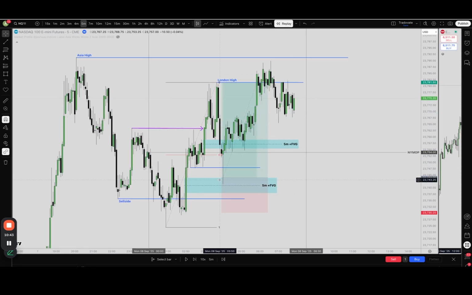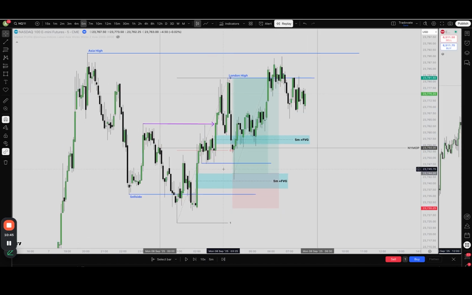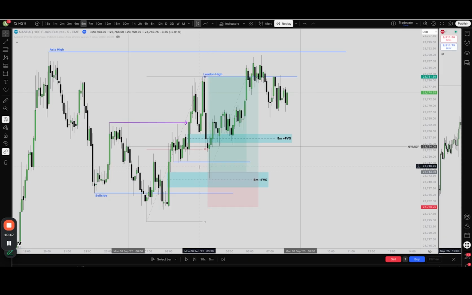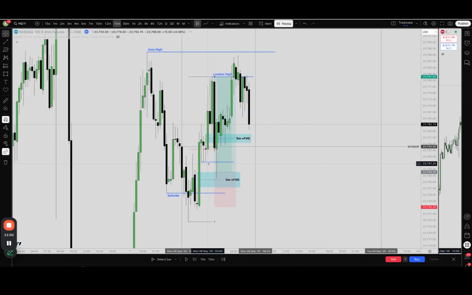Okay, and I would just either manually enter as it's hitting here, or I'd have a limit order right here set, expecting price to reject out of this area and push up higher. Notice how we didn't look at any other PD arrays other than this fair value gap and this liquidity. There's also an order block right here, but it's not really clean on this time frame. If we go to the 15-minute, you can see it's a bit better.